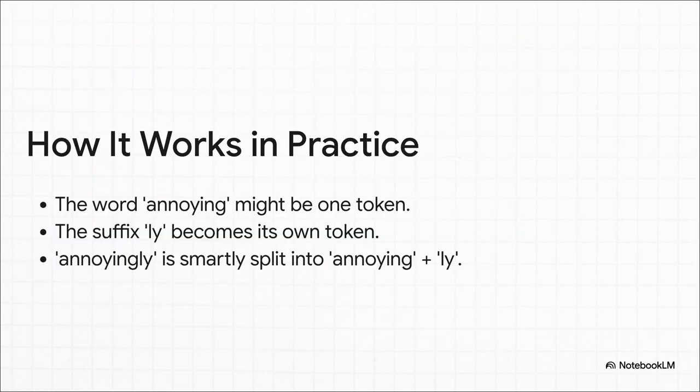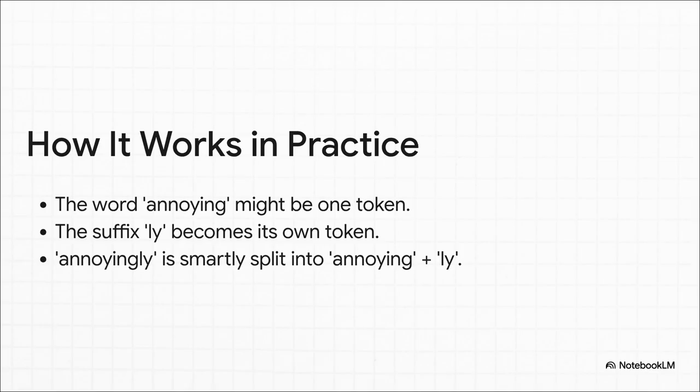Let me give you a perfect example. The word annoying. That's probably common enough to be its own token, right? And the suffix "ly," which you stick on the end of words, that's also super common. So when the tokenizer sees a rare word like annoyingly, it doesn't freak out and call it unknown. No, it does something smart. It just splits it into annoying and ly. Now the model can totally grasp the meaning, even if it's never seen that specific word before.